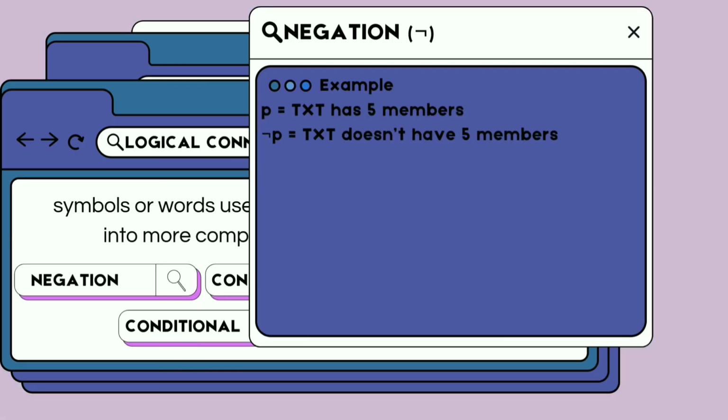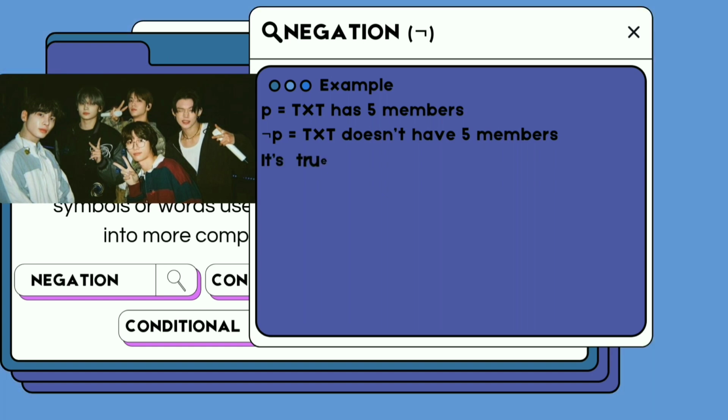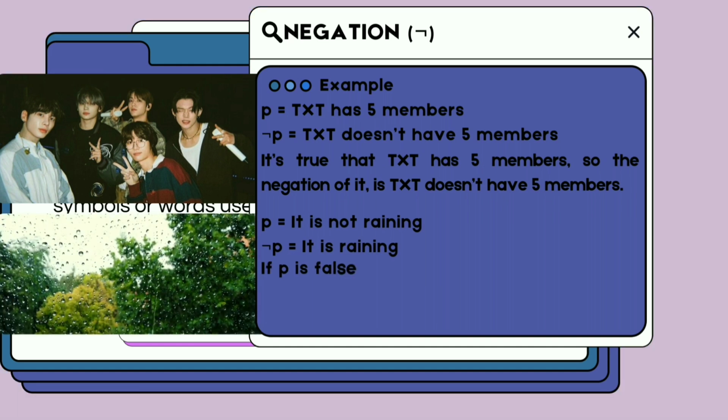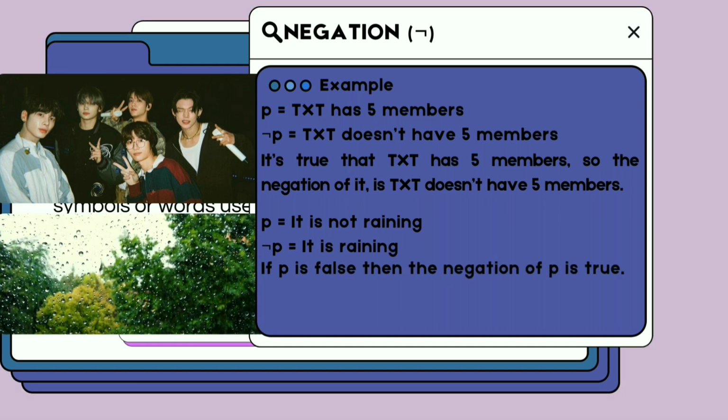The first is negation. Example, P represents the XT has 5 members. So the negation of P is the XT doesn't have 5 members. It's true that the XT has 5 members, so the negation of it is the XT doesn't have 5 members.